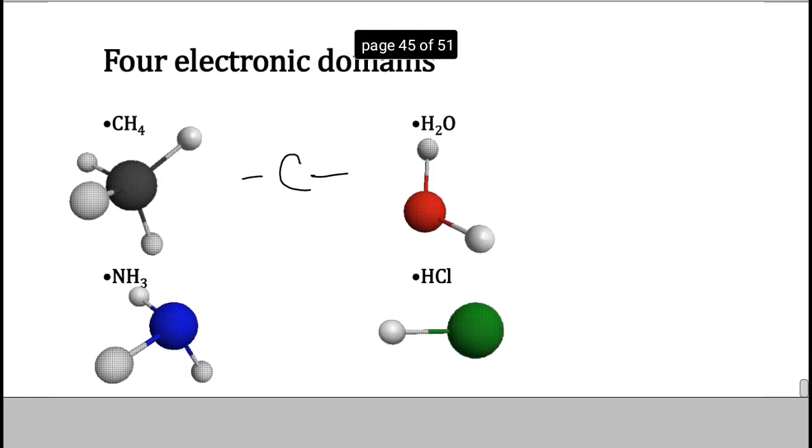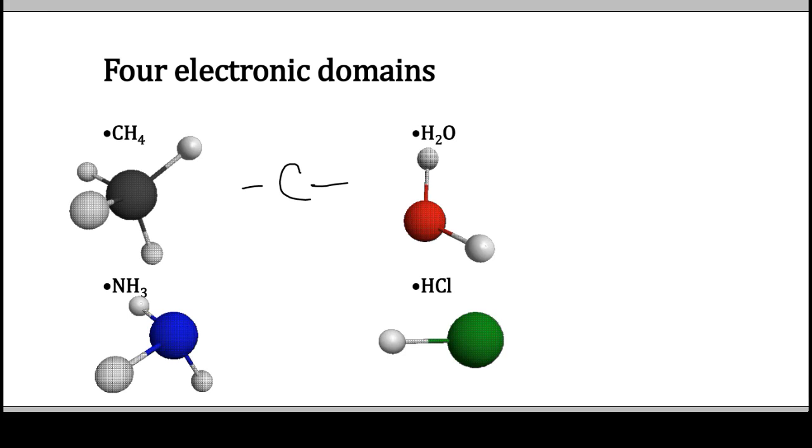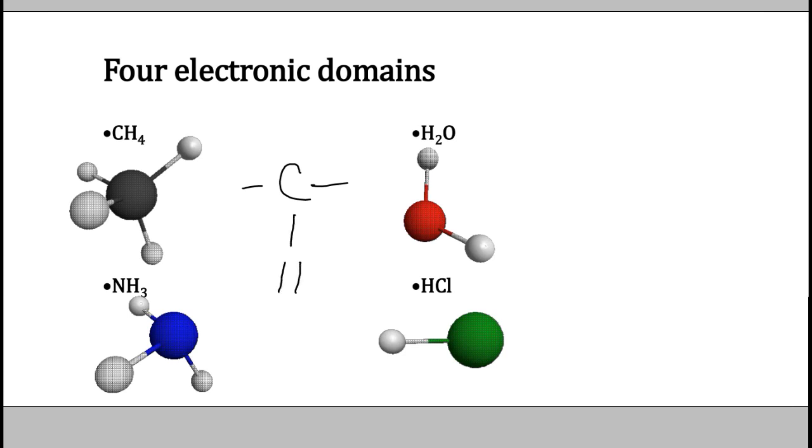So as we draw that, it should have 4 single bonds to all the hydrogens. So methane has 4 electronic domains, which gives it an sp3 hybridization. And when we think about what this looks like in 3 dimensions, remember what we looked at in class.